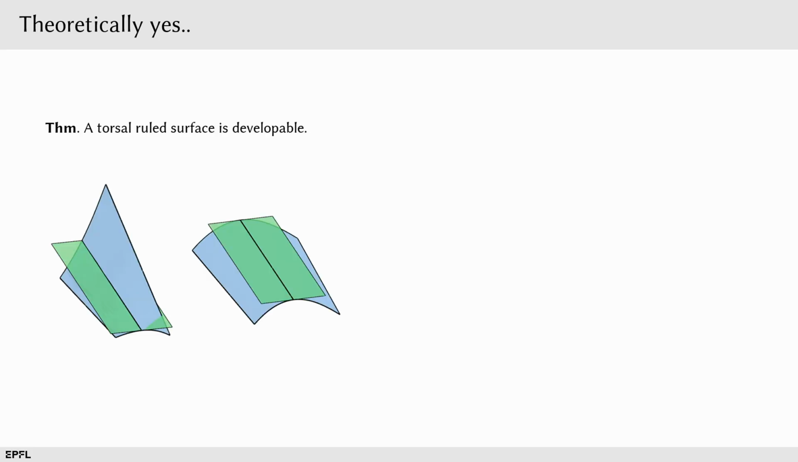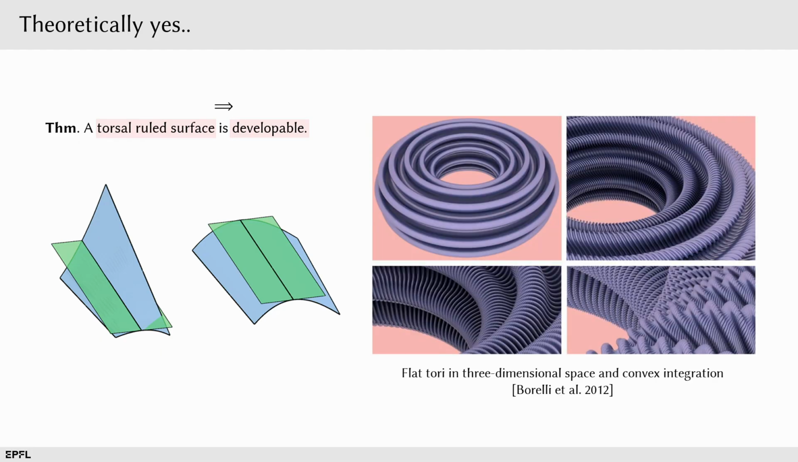So for those of you who are thinking back to what I said about torsal ruled surfaces being developable, I would like to highlight that this statement is only valid in one direction. So it essentially means that if we have a torsal ruled surface, it will be developable. But it doesn't go the other way around. For the other way around, we need more smoothness assumptions. And in fact, the famous mathematician John Nash found that there is even an isometric embedding of a flat torus into three-dimensional Euclidean space.